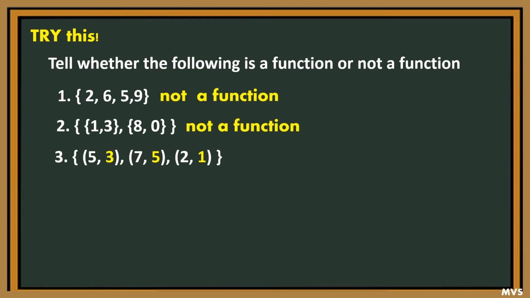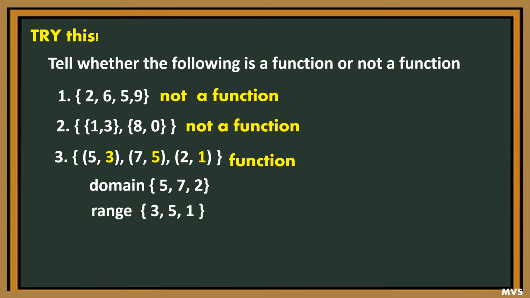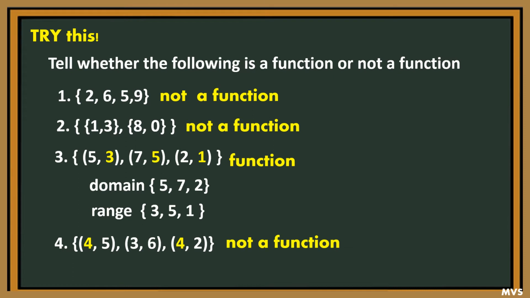Number 3, (5, 3), (7, 5), (2, 1). Function or not? This is a function because the given is the set of ordered pairs. So let us determine the domain 5, 7, 2 and the range 3, 5, 1. Number 4, (4, 5), (3, 6), (4, 2). Is it a function or not? This is not a function, even though it is set of ordered pairs, and yet it is not because we have the same domain, and that is 4.